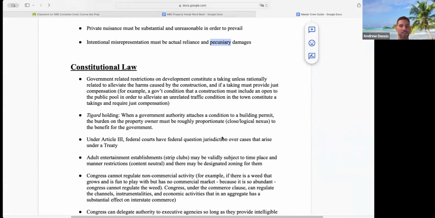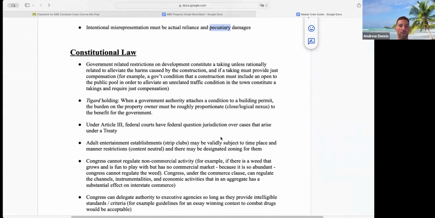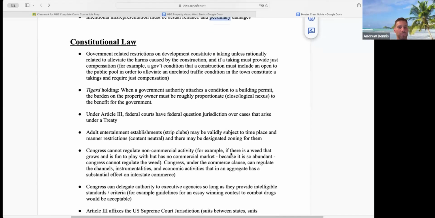All right, let's talk about the Constitution. So government-related restrictions on development constitute a taking unless rationally related to alleviate the harms caused by the construction. And if it's a taking, they must provide just compensation. For example, a government condition that construction must include an open to the public pool in order to alleviate an unrelated traffic condition in the town constitutes a taking and requires just compensation, right? That wouldn't be a fair exaction because it's not rationally related.